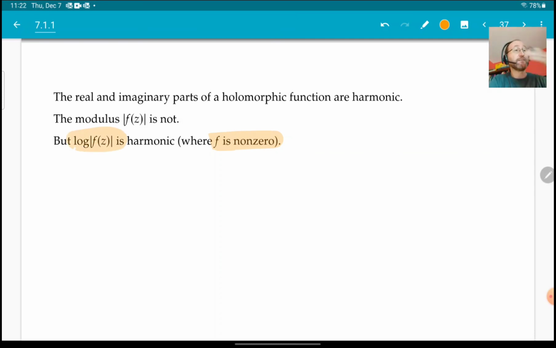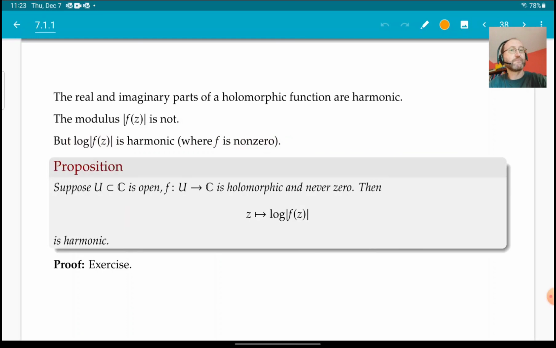So you have the real parts, the imaginary parts, and the log of mod f as your three different ways of getting harmonic functions out of holomorphic functions, right? And so, depending on what you want to talk about, any one of these might be useful. So this is an exercise to show that that's true. I'll let you work it out. So it is harmonic, right?